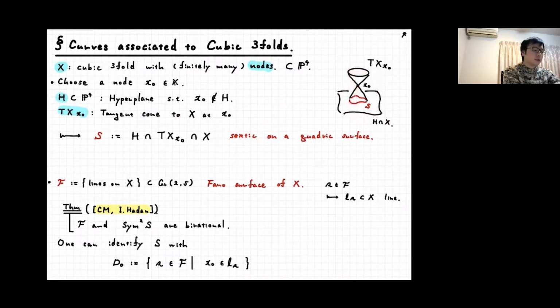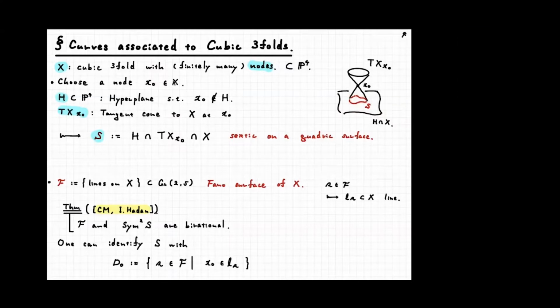And then we define a sextic curve S on a quadratic surface by the intersection of this hyperplane H, the cubic threefold X, and finally the tangent cone T_X x naught. So inside of X, we have H intersection X. This is a cubic surface. And with the intersection of this cubic surface with T_X x naught, we obtain a sextic curve here. So this is the definition of the capital S.